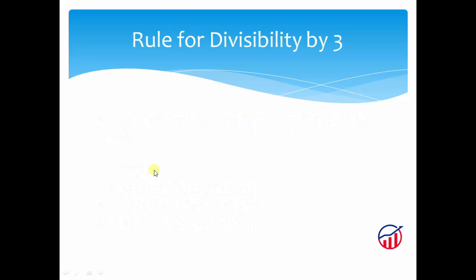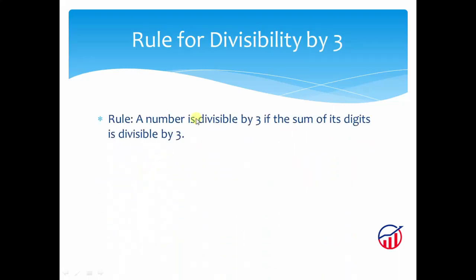Next we check the rule for divisibility by 3. So what is the rule? A number is divisible by 3 if the sum of its digits is divisible by 3. So let's check out a few examples. So 1, 2, 3. So if you add this, 1 plus 2 plus 3, you get 6. And 6 is divisible by 3. Hence the whole number 123 is divisible by 3, which is 41.